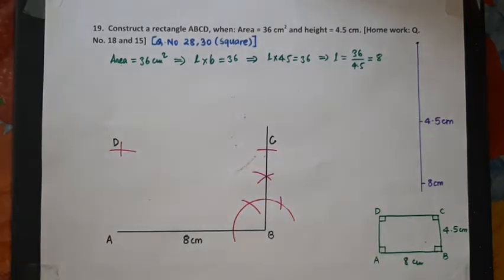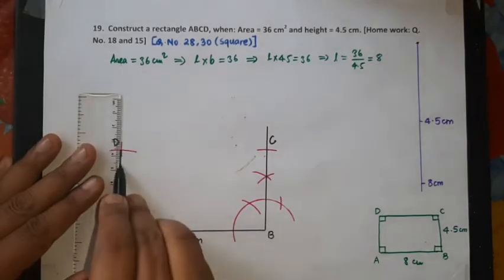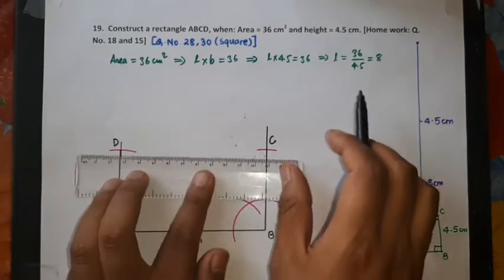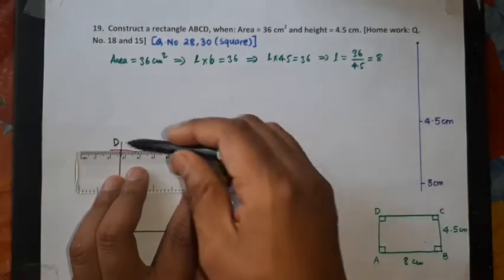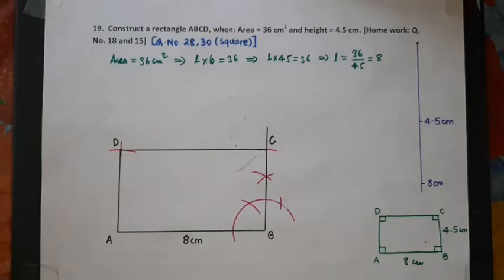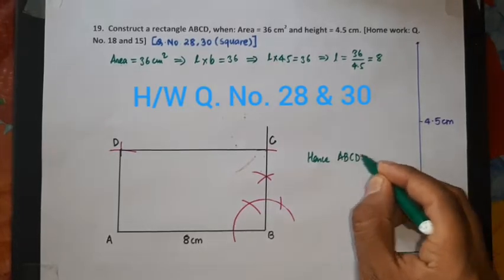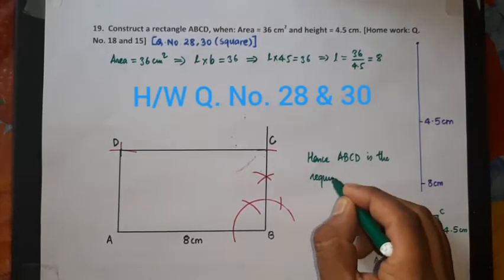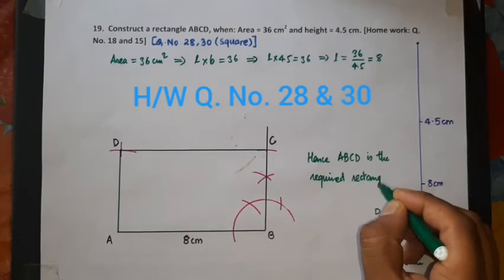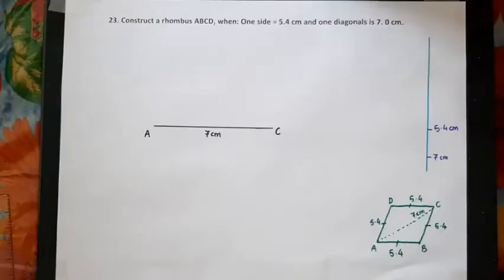Fine. Now at last, what will I do? I will join the vertices. Okay, so we have successfully constructed our rectangle. Hence we'll write, so pause the video to note down. Okay, let's go to the next question.